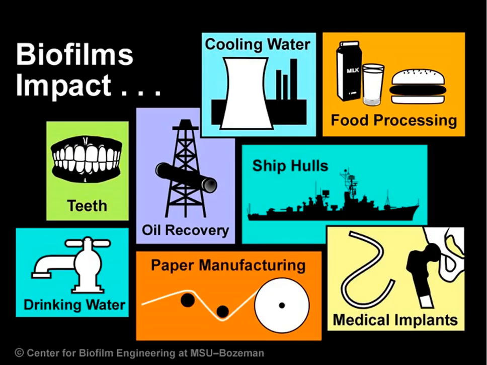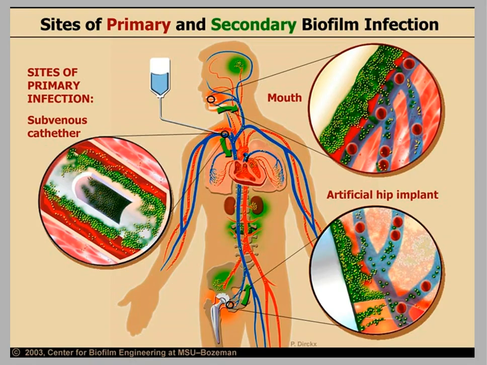So let's take a look a little bit more at the body and sites of biofilm infections. We already mentioned the teeth, but also the rest of the mouth. Here, the hip implant that we just talked about. It can also be when you're in the hospital and they need to supply nutrients or drugs into your veins, and that is another serious case where you can get infections.